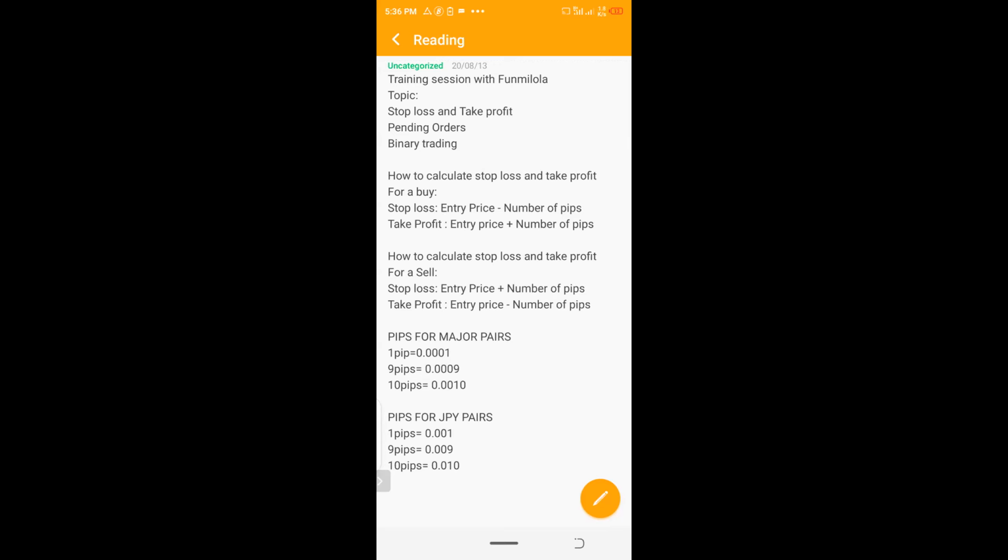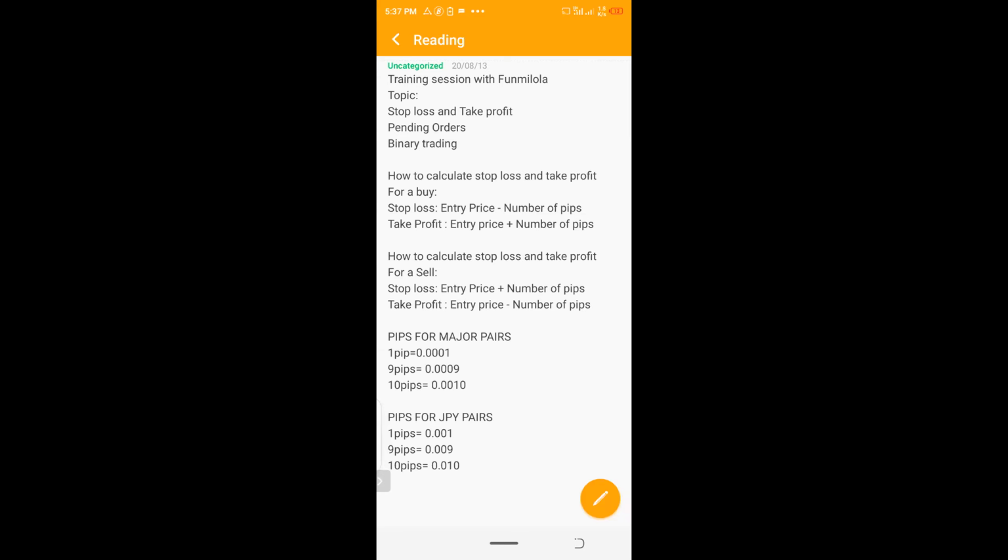My formula for take profit is entry price minus number of pips. Please don't get it twisted. You have the answer on your screen. I did not remove it. Screenshot it, keep it, write it somewhere. So my entry price minus the number of pips is my take profit for a sell. For a buy it is different. That's why I wrote it for a buy and for a sell.